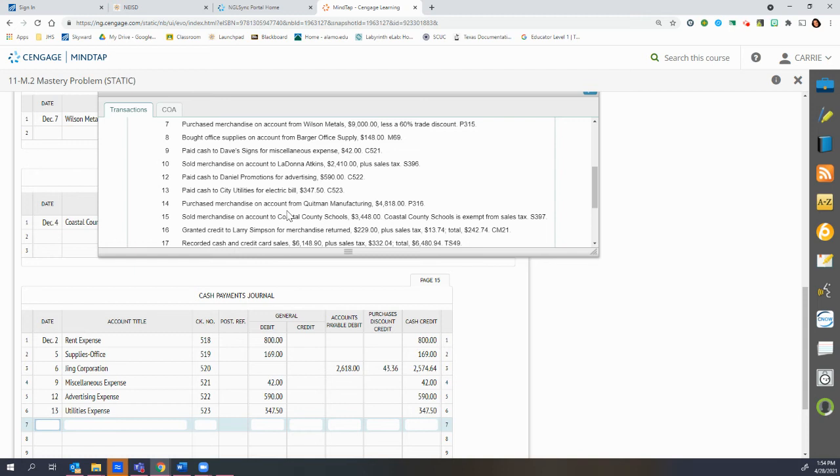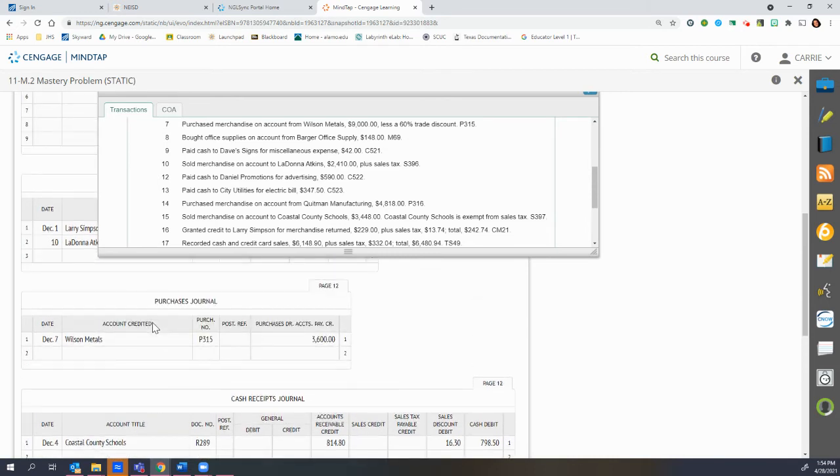On the 14th, we purchased merchandise on account from Quitman Manufacturing. So we purchased merchandise on account. Purchases journal. And it's the 14th, and it's from Quitman Manufacturing. And that is P316 for 4818.